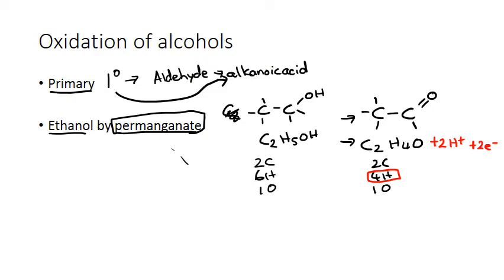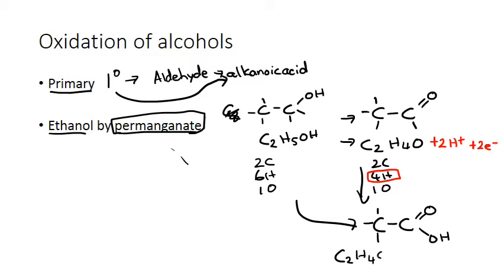Okay, but we're actually going all the way, so I should have drawn that arrow from here actually, to the alkanoic acid. Let me just draw that, and let me go through and put my hydrogens. Okay, so that is C2, 1, 2, 3, 4, O2.